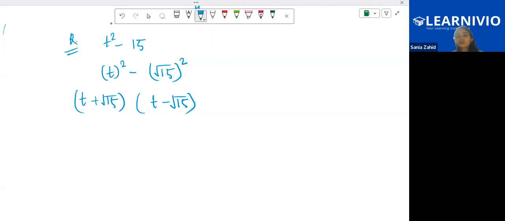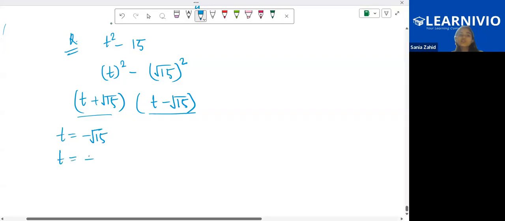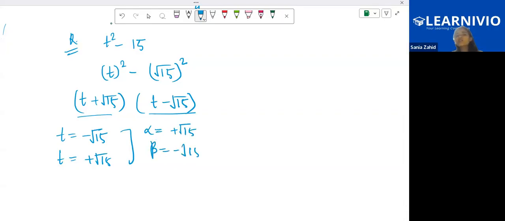Is this clear? So when you equate both these factors to 0, you have t is equals to negative root 15 and t is equals to positive root 15. So what are alpha and beta? Alpha is positive root 15 and beta is negative root 15, or you can take one as negative and the other as positive.